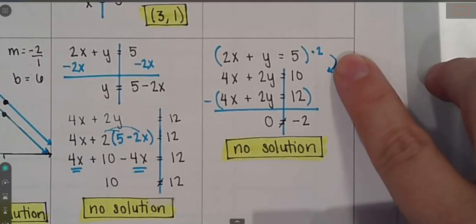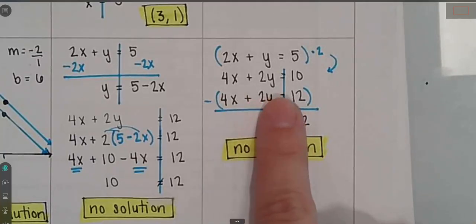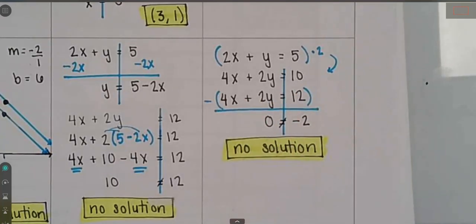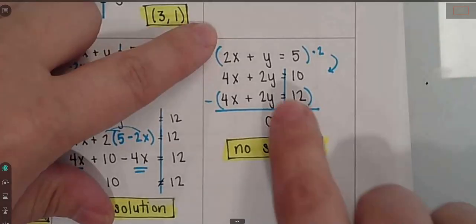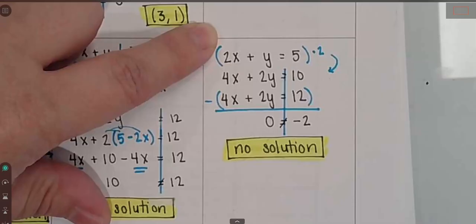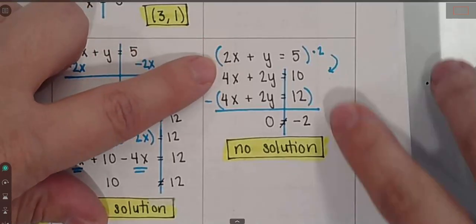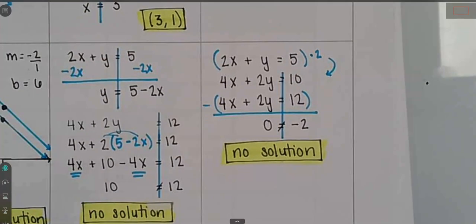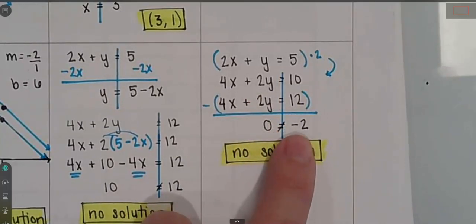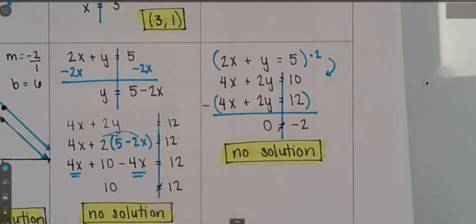I multiplied the first equation by 2. This gave me 4x plus 2y equals 10. Then I wrote my second equation. The reason you have to multiply the first equation by 2 is because the coefficients don't match up initially. You don't have the same x coefficient, you don't have the same y coefficient. By multiplying by 2, now I actually have the same coefficient in both variables. So when I subtract, I get 0 equals negative 2, which is not true. Are there any questions?